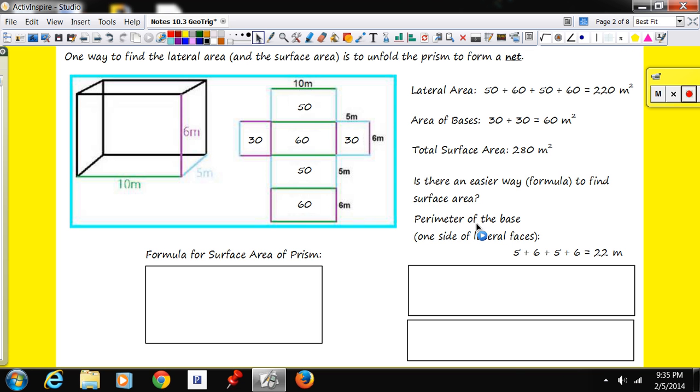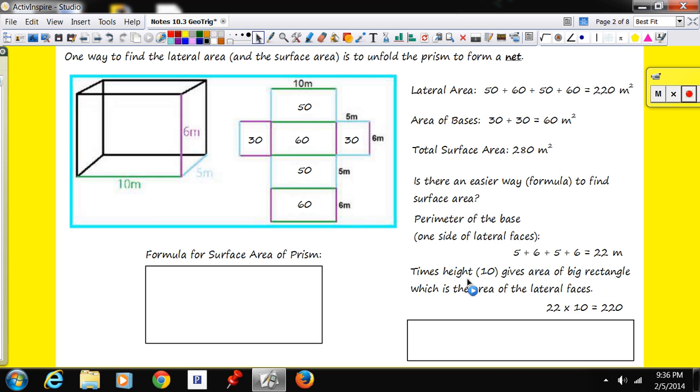So let's first find the perimeter of my base. Let's add up the 4 sides of this base right here, this little rectangle: 5 plus 6 plus 5 plus 6. It's also the long side of this big rectangle. So I could basically just find this rectangle by doing 10 times whatever this is, which is 22. So 10 times 22. Times the height 10 gives the area of the big rectangle, which is the area of the lateral faces. So your lateral faces are basically 10 times 22, because this whole thing adds up to 22. So 10 times 22 is 220 right in here. That's this number that we already got.